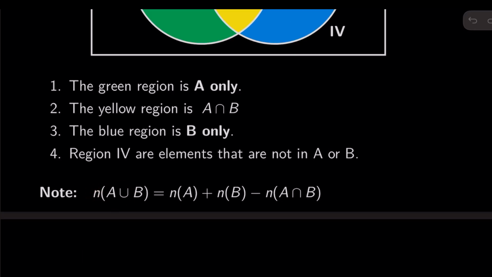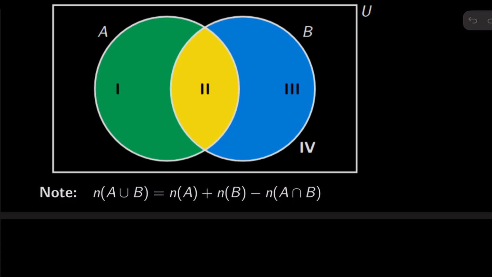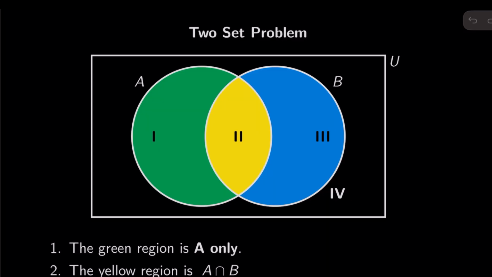To get the number of elements in A union B, we have to add the number of elements in A plus the number of elements in B, then minus the intersection of A and B. One may ask, why are we subtracting the intersection? Because when we count the number of elements in A, we are going to count that of the intersection, right? And also when we count the number of elements in B, we are going to count that of the intersection. So that means that we are counting the intersection twice. So that's why we need to subtract it to get the number of elements in A union B.